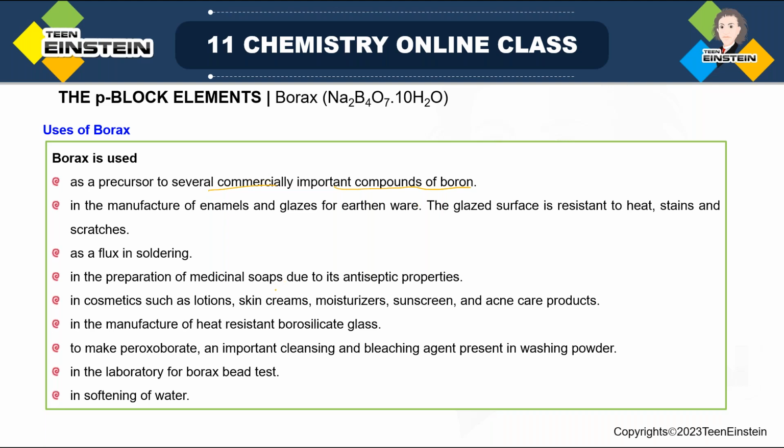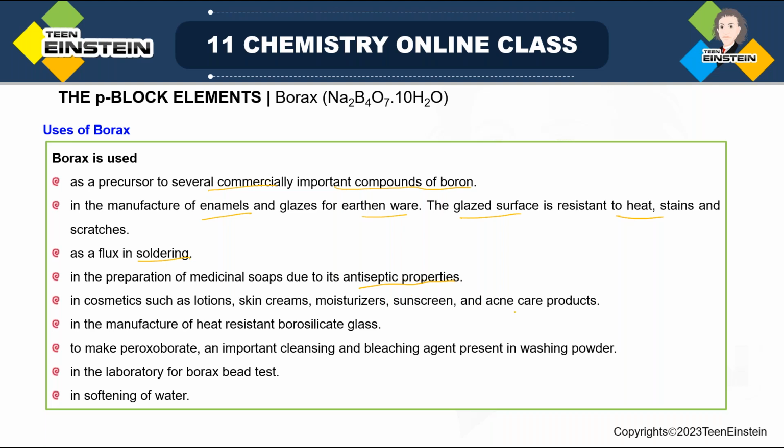Then a very important application is in the manufacture of enamels and glazes for earthenware, because when it is glazed, it becomes resistant to heat, stain, scratches. So that is the purpose of glazing, which is done with this compound. As a flux in soldering, soldering is joining metal parts, and in the preparation of some medicines also, because it has some antiseptic properties. Now this is a very unique property.